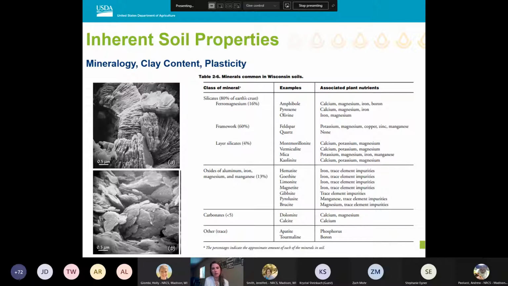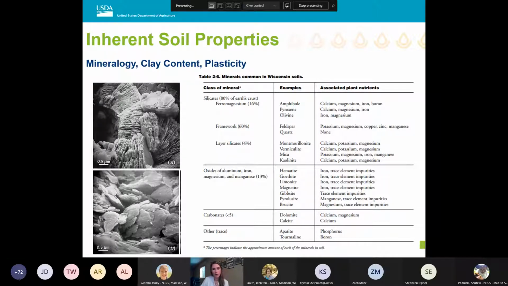So you'll hear about shrink-swell capacity, things like that, but that's really just the different types of sheets and layers that these clays have. In Wisconsin, for example, we have some 2-to-1 clays like montmorillonite, which can have water go in between those layers and you might get some shrink and swell, versus a kaolinite, which is a 1-to-1 clay, which you would want to use if you're trying to seal off a surface. You don't want water to get in there.